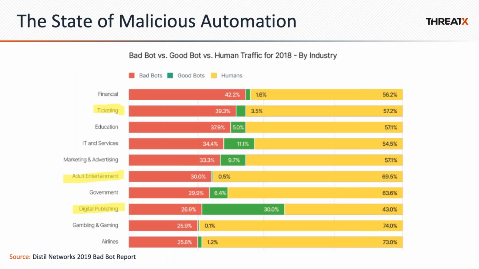And when you start looking at how this really boils down to the media and entertainment space as a whole, right? Distil Networks did an interesting report in 2019, and the way they broke their report down was from a ticketing perspective, the adult entertainment industry, as well as digital publishing. Those three areas are being targeted by bots quite a bit, right? And when you look at the bad bots piece of that, especially when it comes to ticketing and some of those other entertainment services, that's again nearly 40% of the traffic that's hitting that.